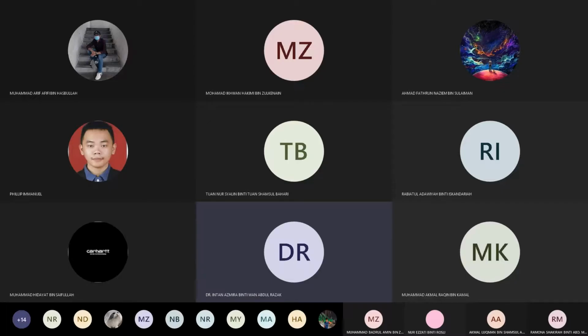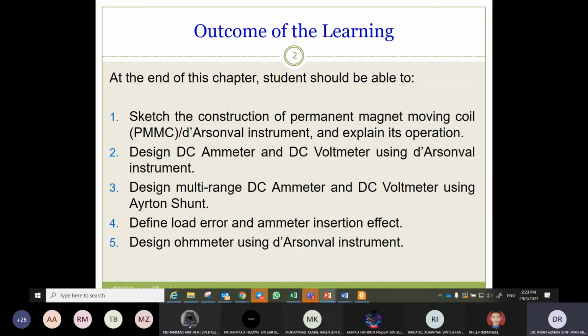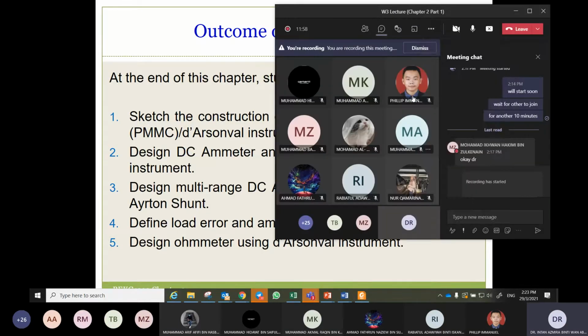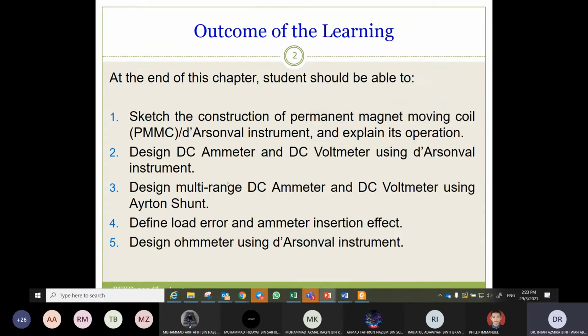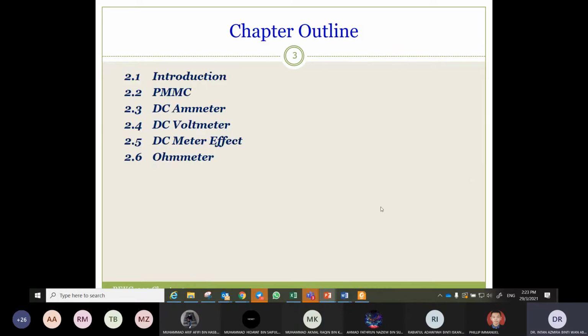The second is to design a DC ammeter and DC voltmeter using the D'Arsonval instrument. The third is to design a multi-range DC ammeter and DC voltmeter using Ayrton shunt. And then define loading error and ammeter insertion effect. And the last one is to design an ohmmeter using the D'Arsonval instrument. We will learn about PMMC, permanent magnet moving coil, DC ammeter, DC voltmeter, DC meter effect, and ohmmeter.